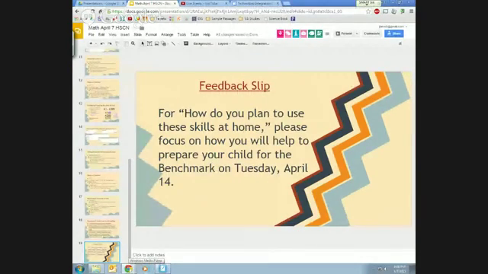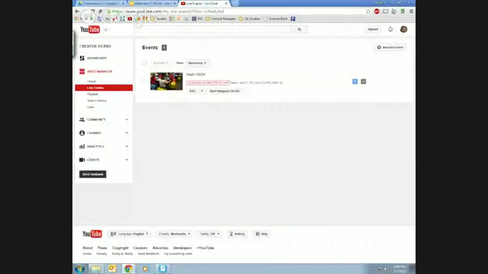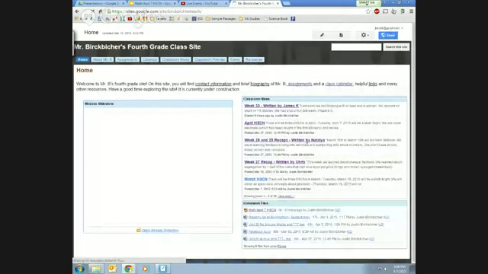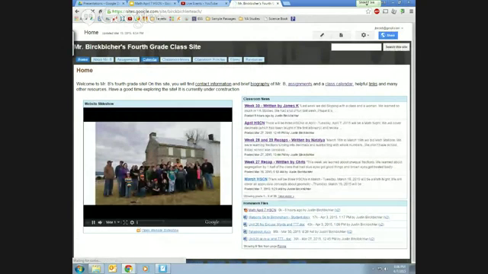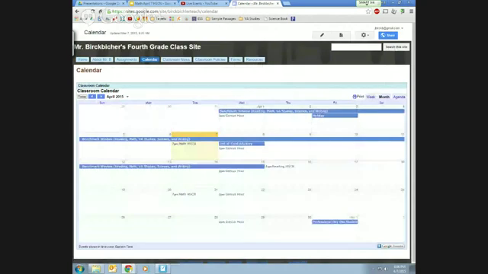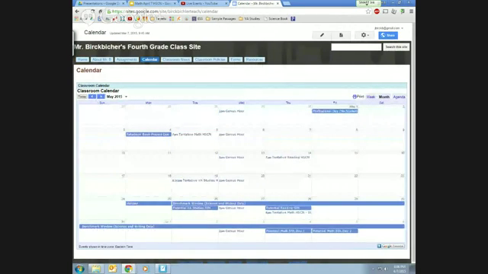If I go to my website, if we're looking forward into May, I have it on the classroom calendar. On the classroom calendar, I have all the important dates posted. These are all tentative because something might come up and I might change anything.